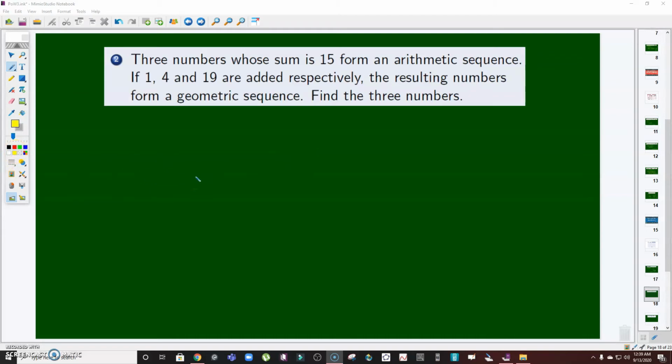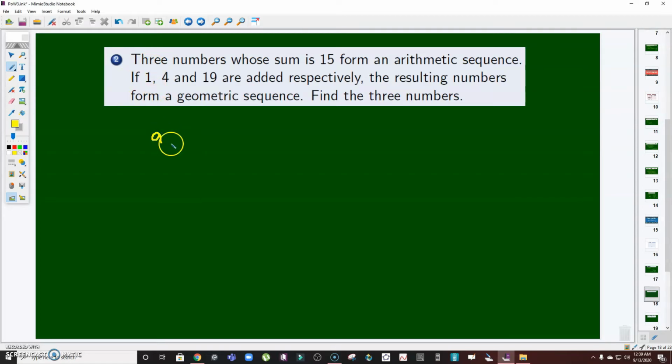Alright, problem number 2. Three numbers whose sum is 15 form an arithmetic sequence. If 1, 4, and 19 are added respectively, the resulting numbers form a geometric sequence. The question is, find the 3 numbers. Okay, so remember, the given here is a set of 3 numbers that forms an arithmetic sequence whose sum is 15. So since it's an odd number of terms, we usually denote the middle term as a single variable.